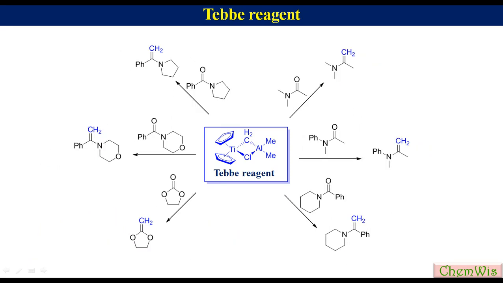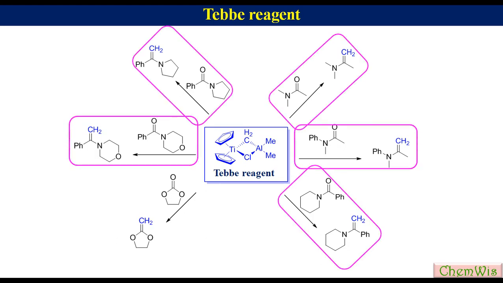Examples of conversion of amides and carbonates to corresponding methylidene compounds using Tebbe reagent. These are the examples where different amides are converted to enamines. So this is an alternate way of making enamines, which are important intermediates for the total synthesis. This is the example showing conversion of cyclic carbonate to protected ketene.